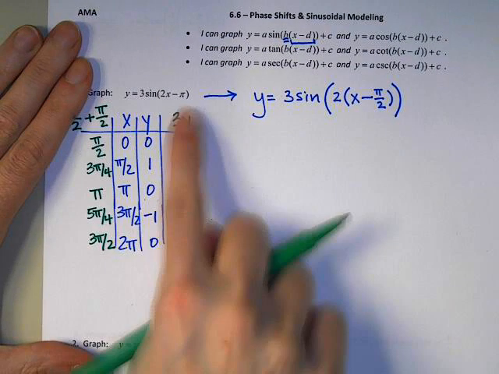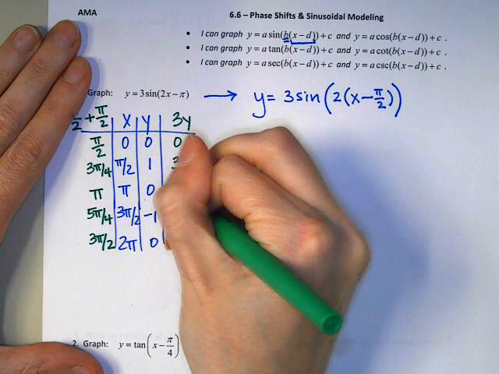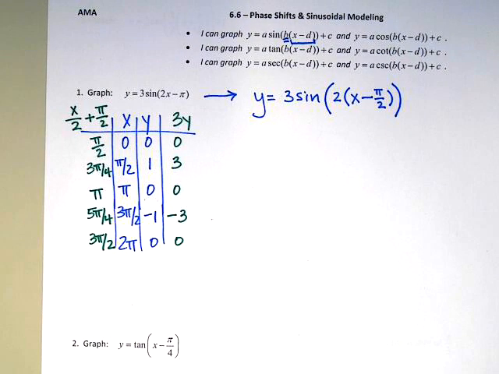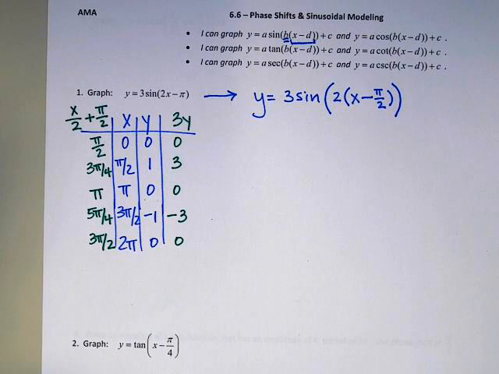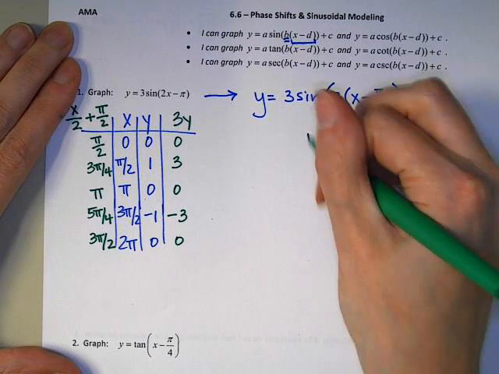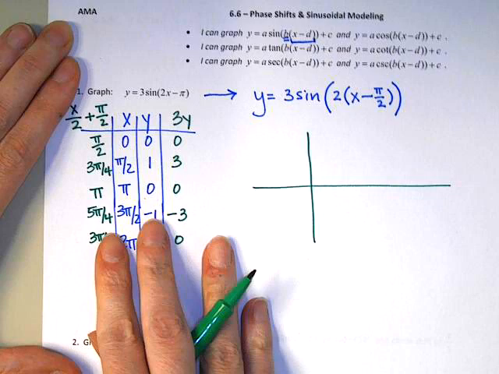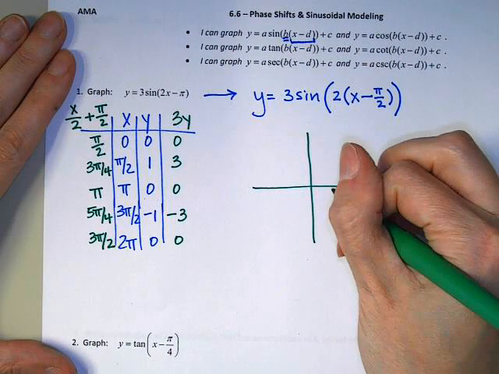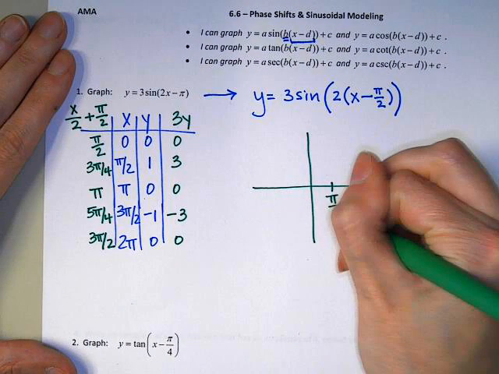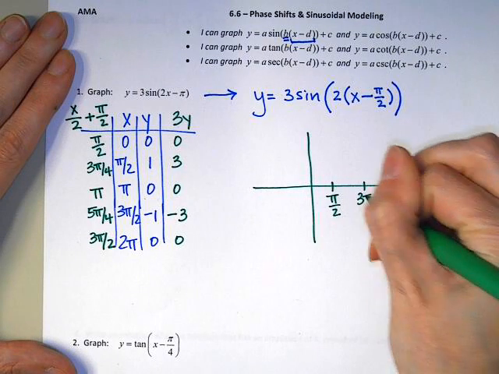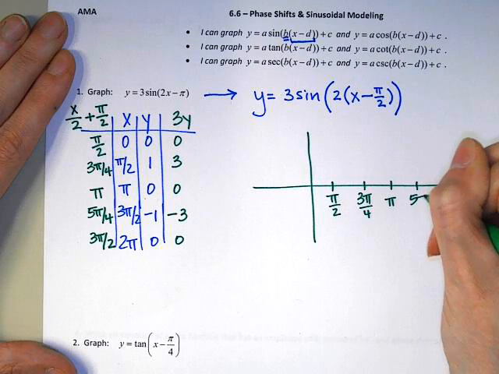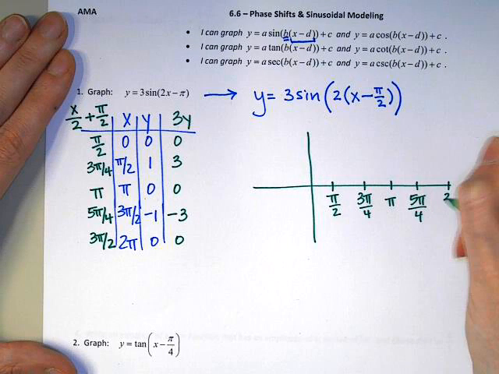And then all the y's we multiply by 3. 0, 3, 0, negative 3, 0. And then you're done. There's other ways to do these, but I really think making this table just makes them all kind of the same routine. So this time, let's see, we're starting at pi over 2, and then it goes to 3 pi over 4, and then it goes to pi, and then 5 pi over 4, and then it goes to 3 pi over 2.